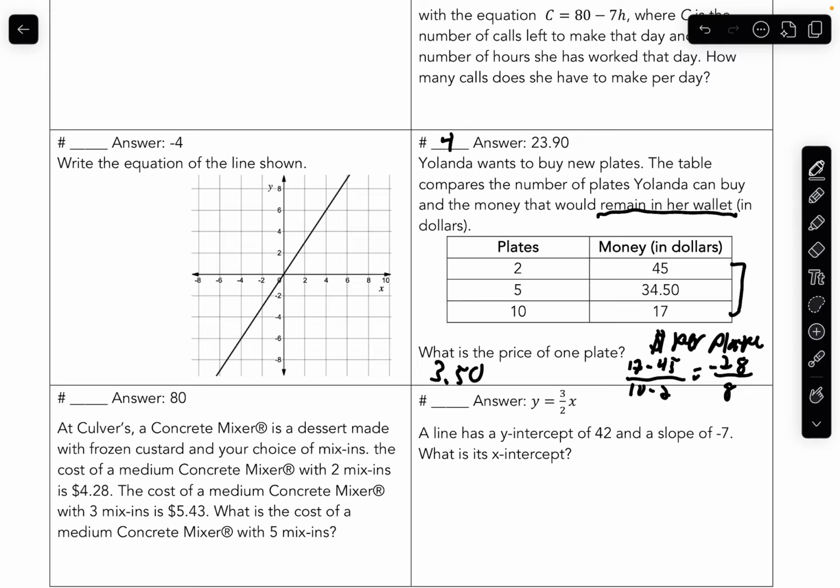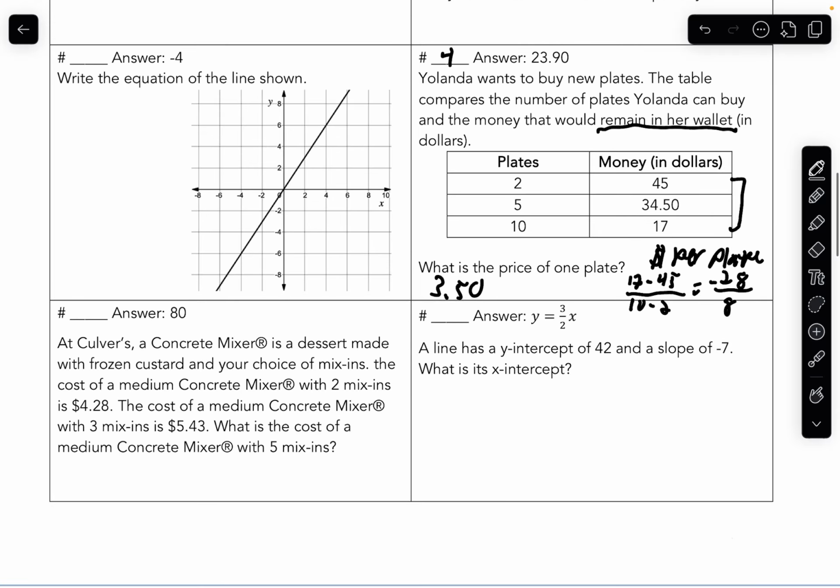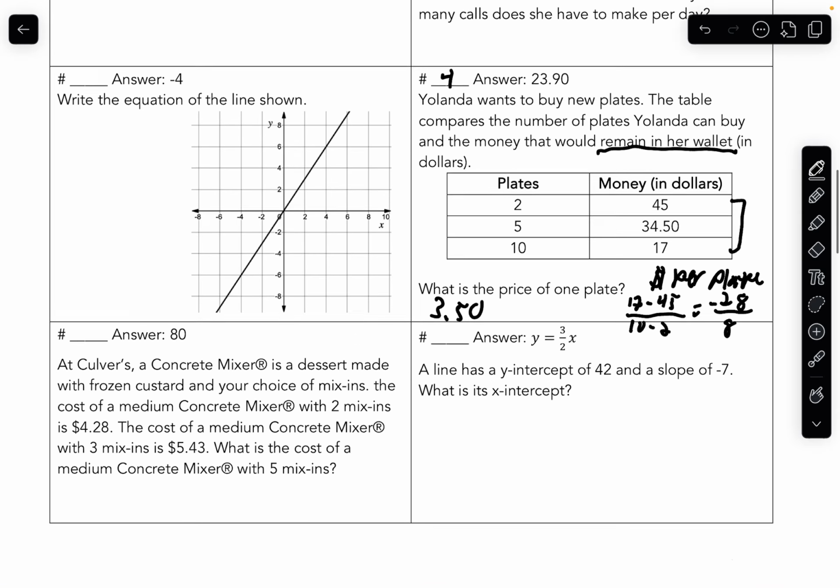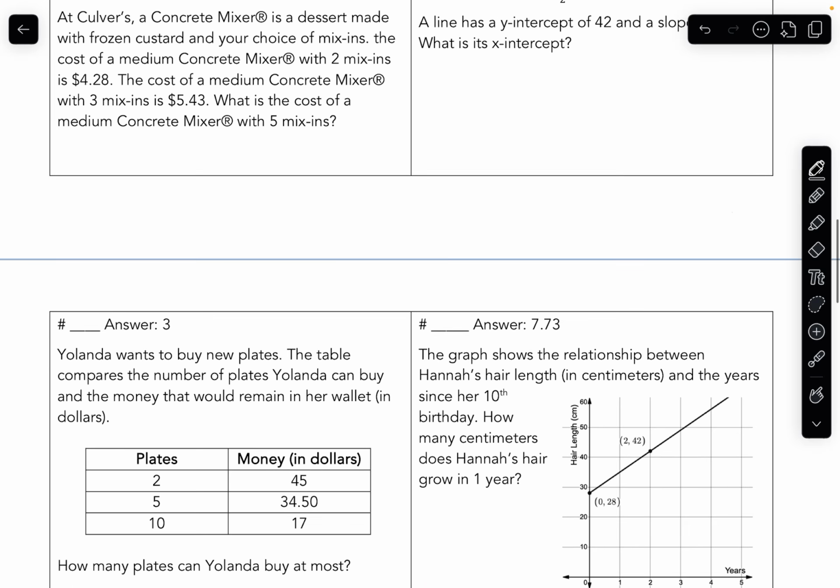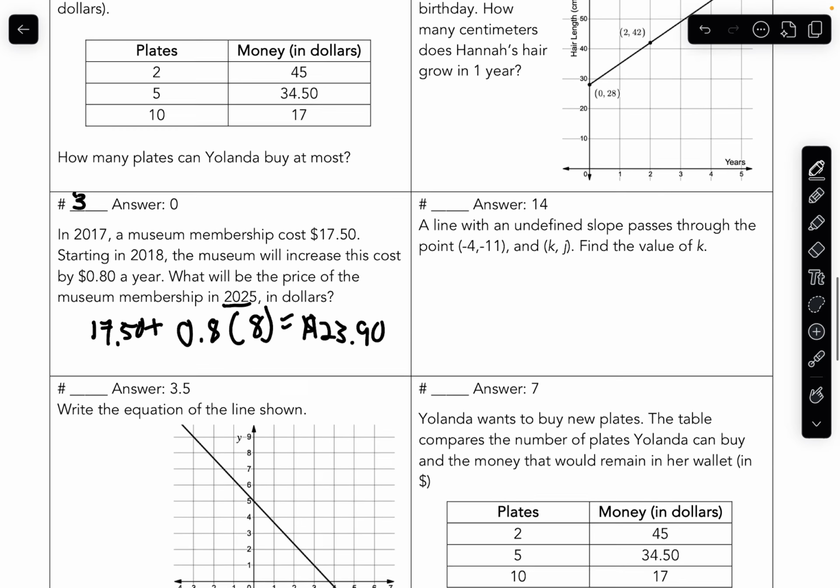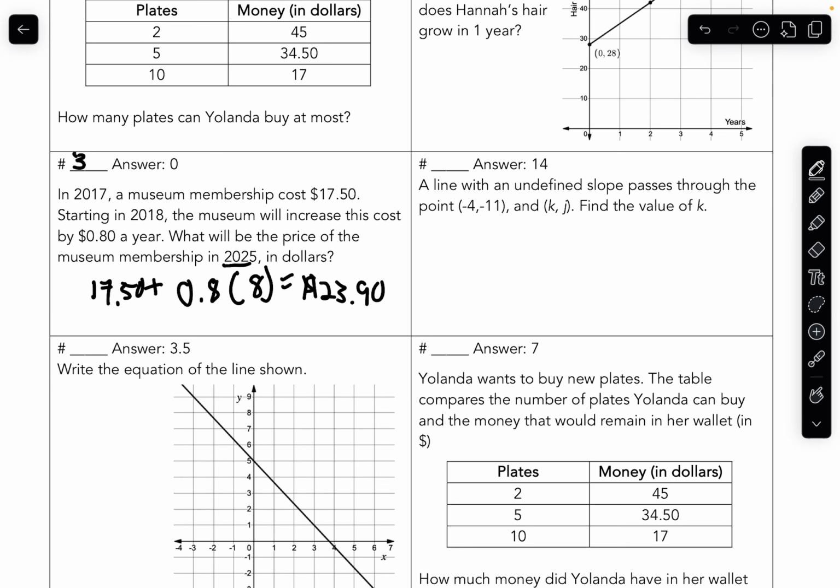All right, so we're looking for 3.5 as an answer. And when you find it, it will be number 5. Oh, it's right here. So down here, right there is 5.